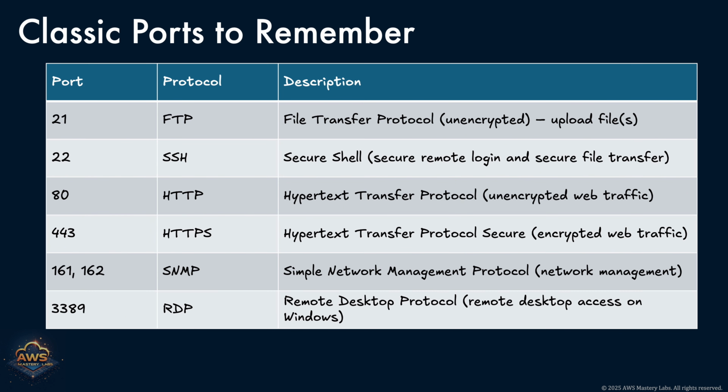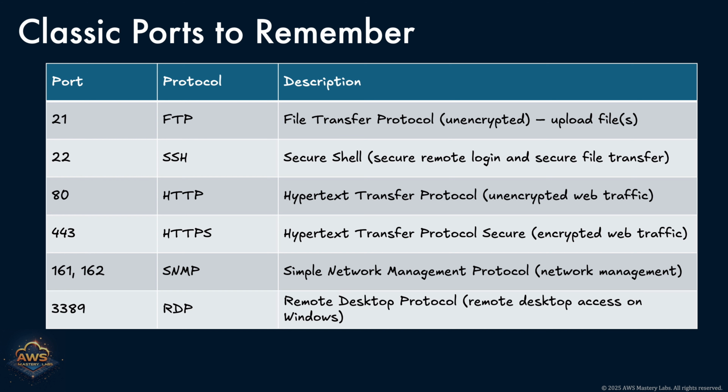When configuring security groups or network access for your EC2 instances, it's important to be aware of the classic ports commonly used for various protocols. Here's a quick reference to some of the most frequently encountered ports. Port 21, FTP, used for File Transfer Protocol, which allows the transfer of files between a client and server, typically used in scenarios where file uploads or downloads are required.